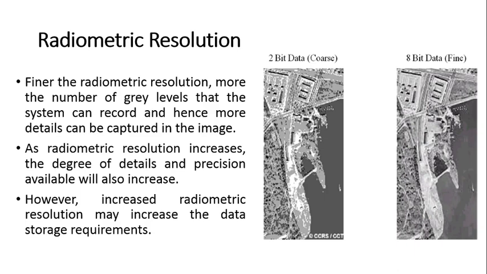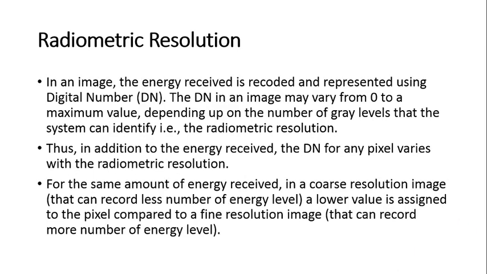In an image, the energy received is recorded and represented using a digital number. Okay, in the previous lecture, when I used DN as a term, I meant digital number. So the DN in an image may vary from 0 to a maximum value depending upon the number of gray levels that the system can identify.